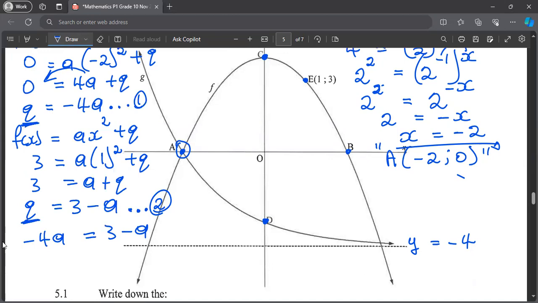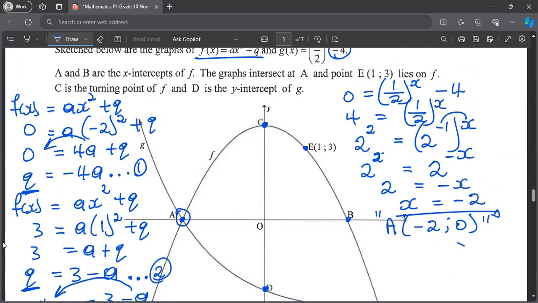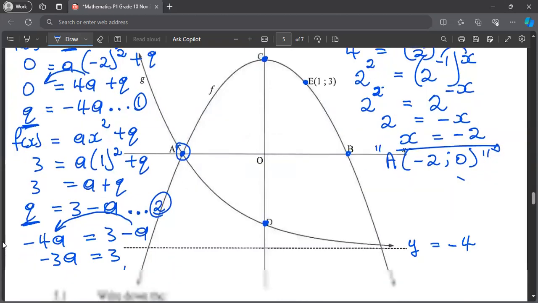Then you take this -A to the left, it becomes positive. -4A plus A, you get -3A, which is equal to 3. And therefore, the value of A here will just be -1. And this is true because A is the coefficient of x squared, and we said if A is negative, the function is facing down, which is what we see in this case.